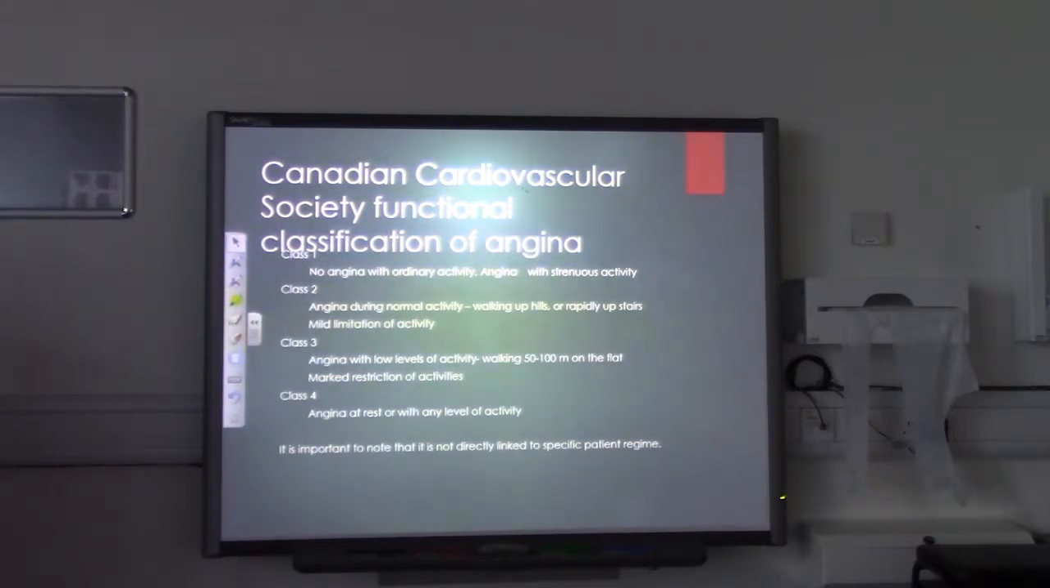This is starting to affect now the quality of life. So running up the stairs, walking up hills, we're now starting to see some discomfort and pain when doing those activities, and therefore we're starting to see some limitation of activity with our patients. Class 3, angina with low levels of activity, so walking 50 to 100 metres on the flat, and this is now marked restriction of activity. And class 4 is angina at rest or with any level of activity, and then we're starting to think with regards to class 4 whether we're now starting to consider this as an unstable angina and the severity that brings with it.